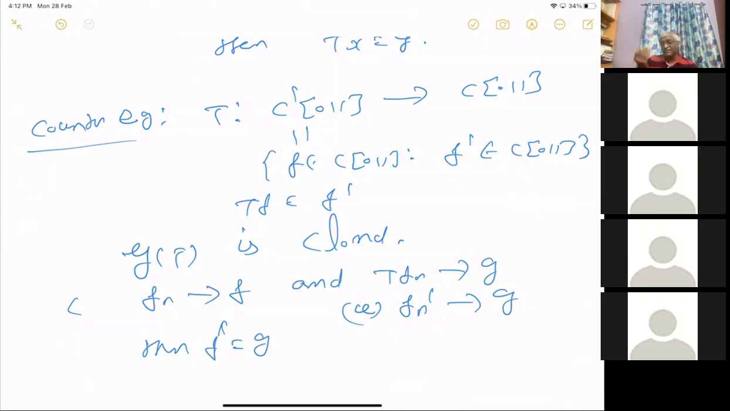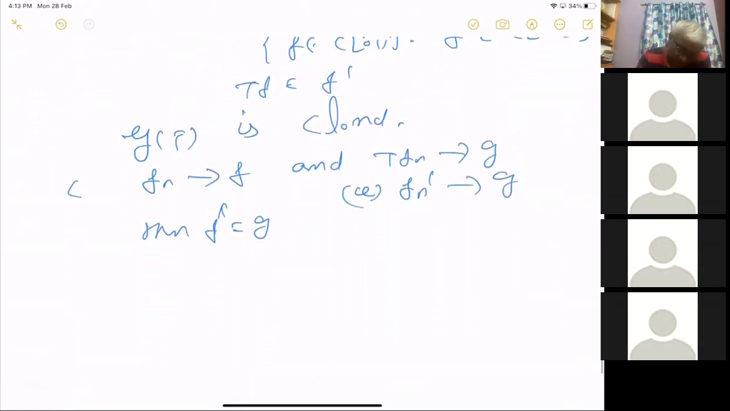If a sequence of functions converges to some function f uniformly, then the limit is continuous. If fn prime converges to some g uniformly, then the derivative of f is g. You have to use the mean value theorem to prove this. So you can check that. This is a basic theorem.